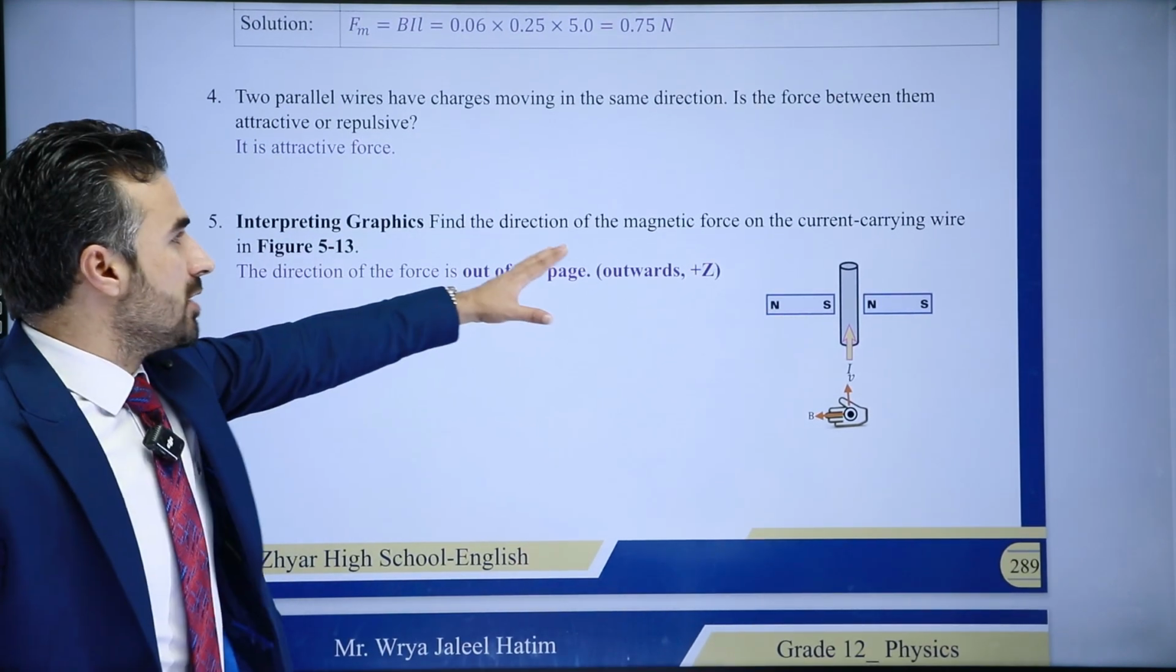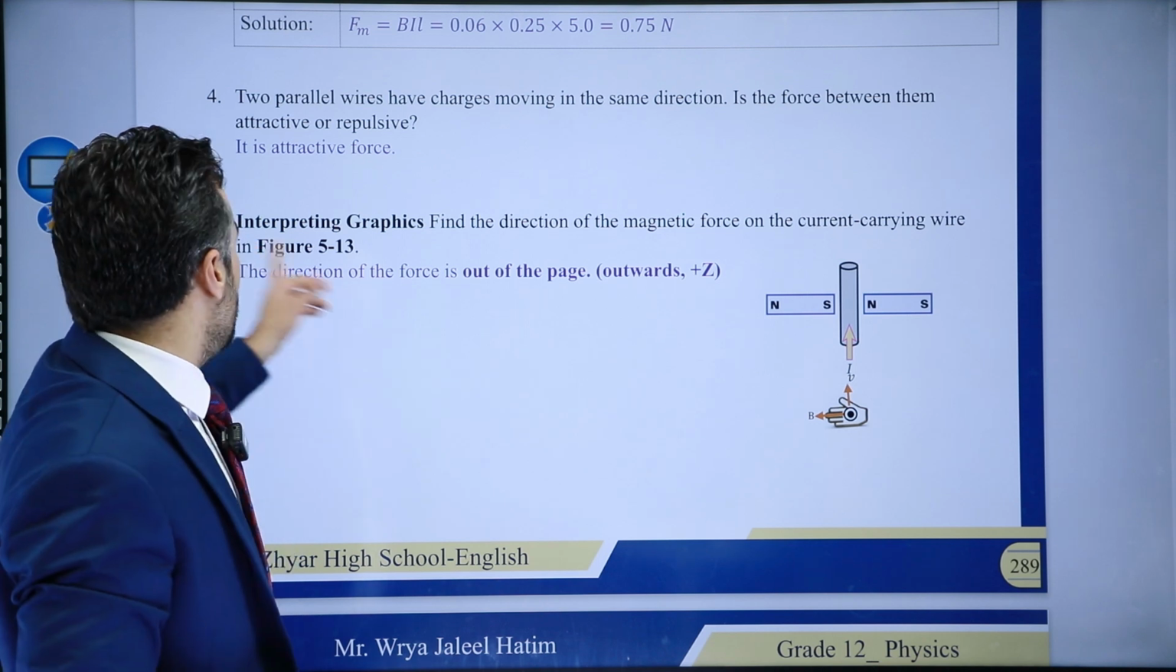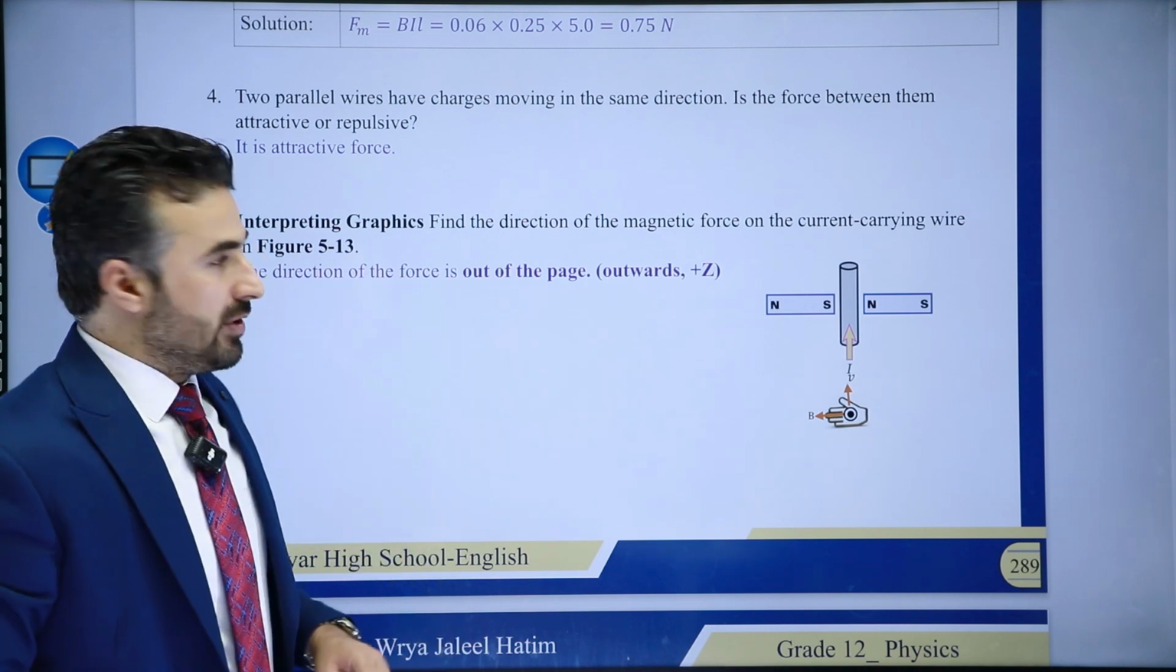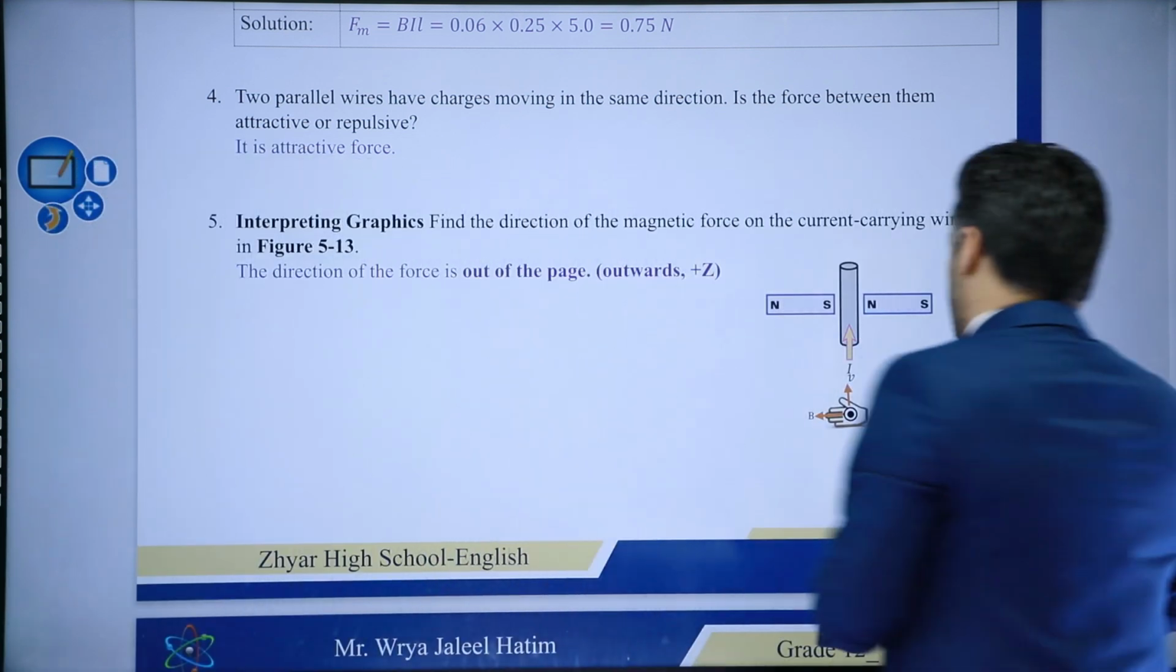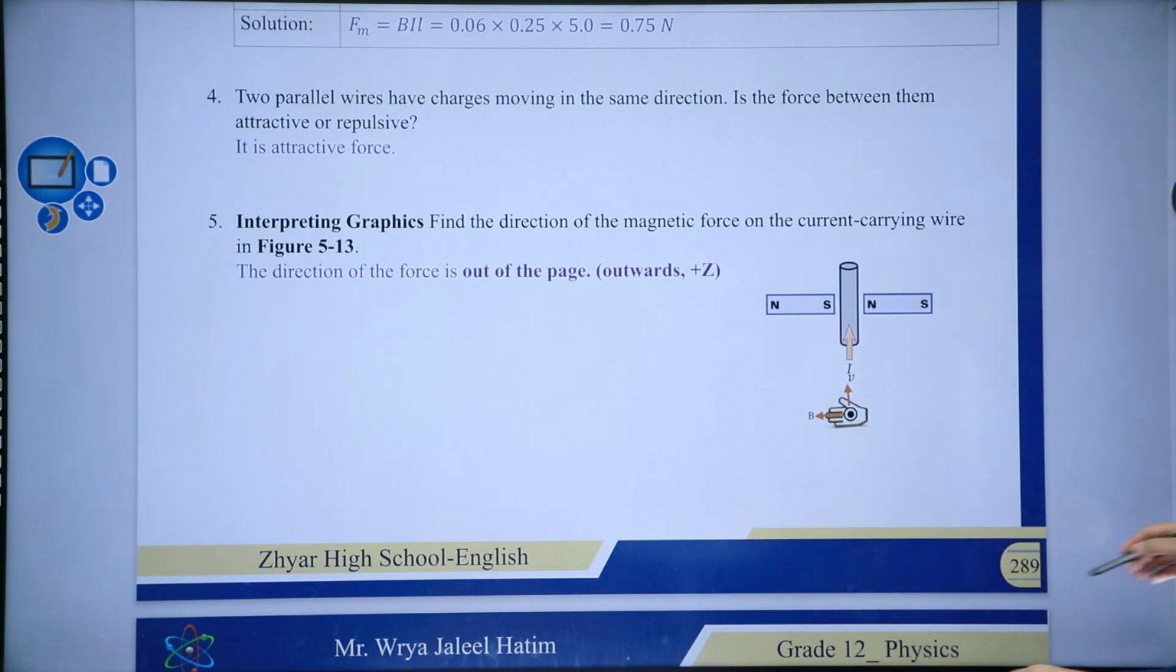It says, find the direction of the magnetic force on a current carrying wire as in figure 5.13. That is basically 5.13. Take a look. How do you answer questions like this?